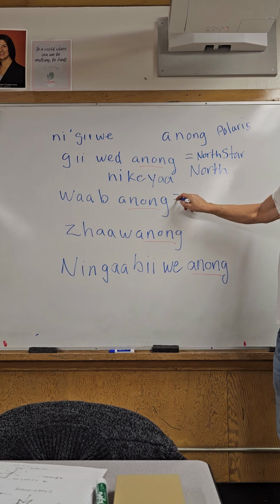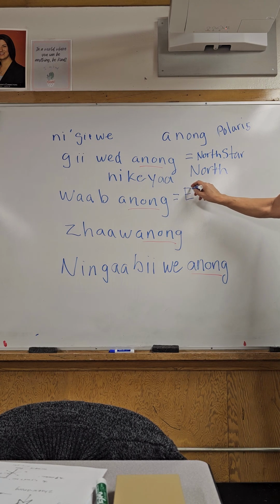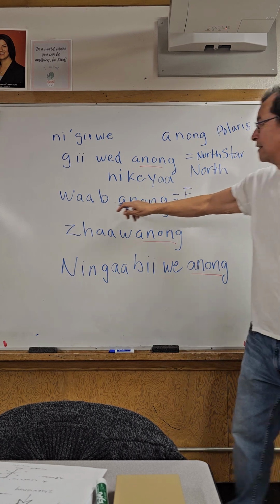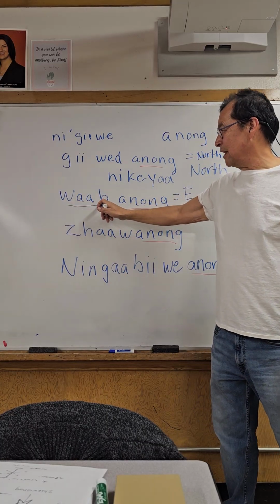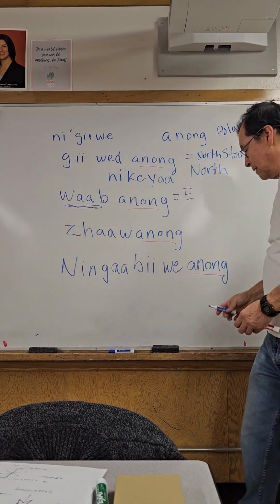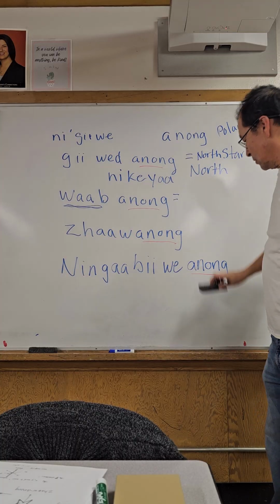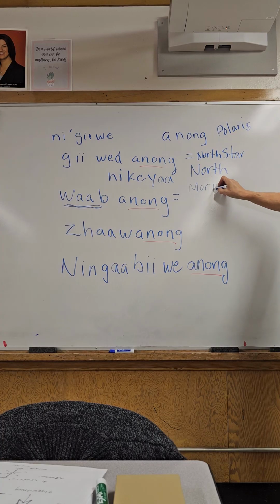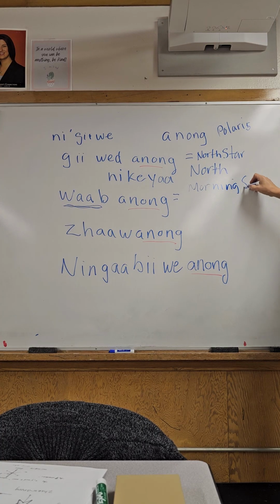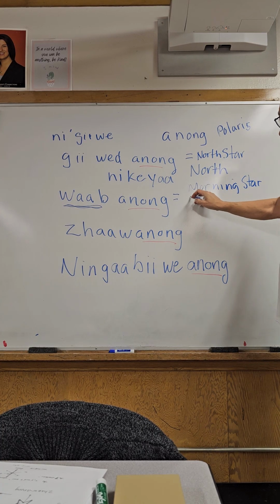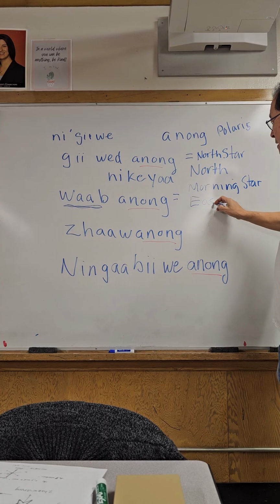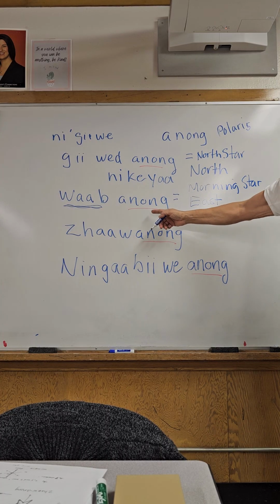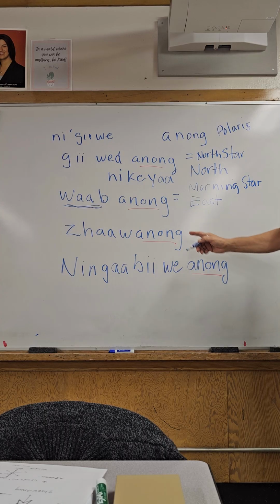Wabanung is the east, but it's that star of light, the dawn star. So I guess it would be in reference to the Morning Star, which is in the east. And so that's also the name of that direction, Wabanung Nikea.